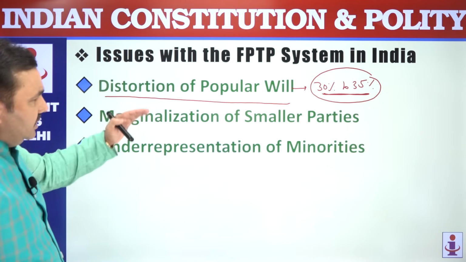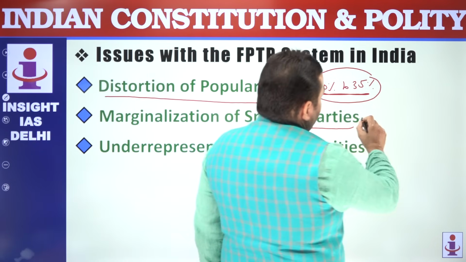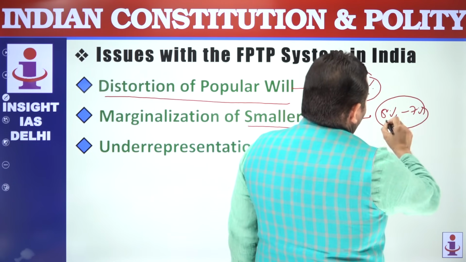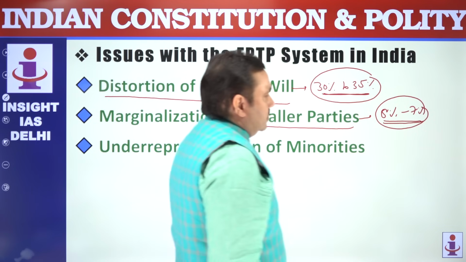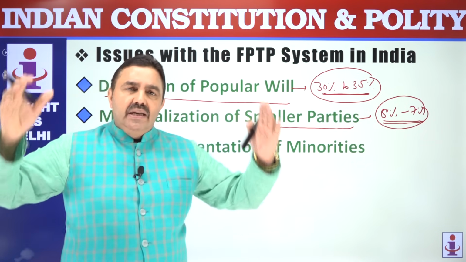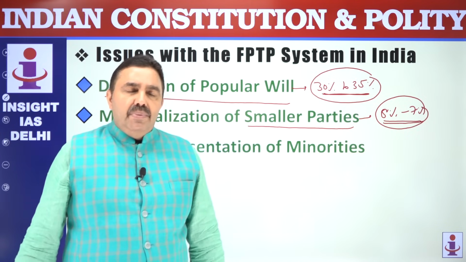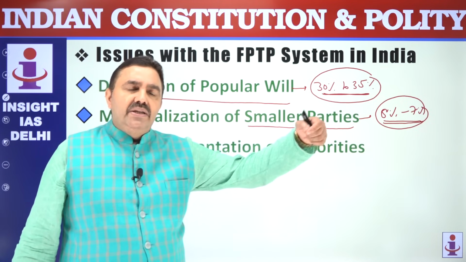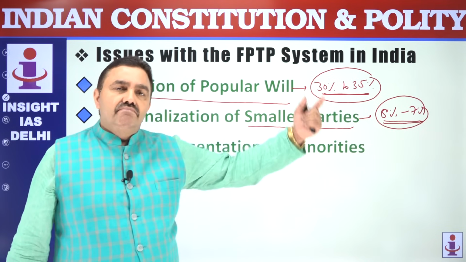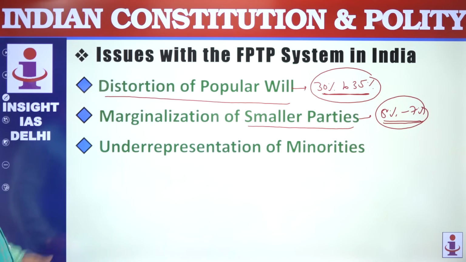Marginalization of smaller parties. There are smaller parties who have a base, let's say they get only 5% or 7% of the votes, and they cannot win even a single seat. Sometimes a party gets 18-20% of the votes in a state election and they get 0 seats, or in Lok Sabha they get 0 seats. Because you can keep getting 15, 18, 20% votes and another person gets 30, 35% votes, and the party of 30, 35% gets most of the seats.